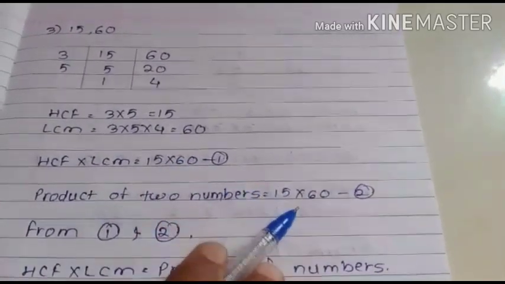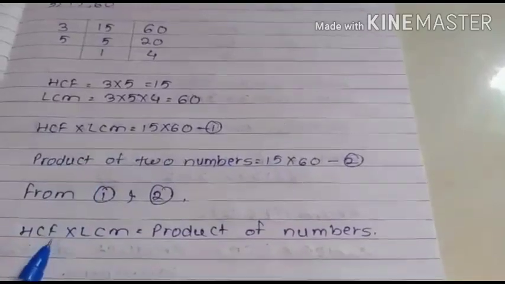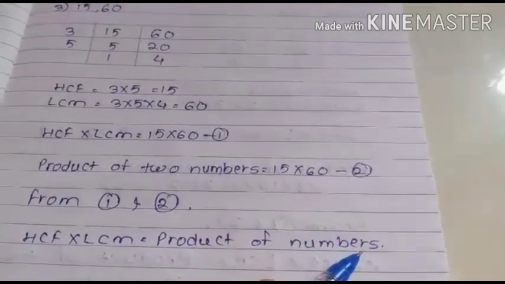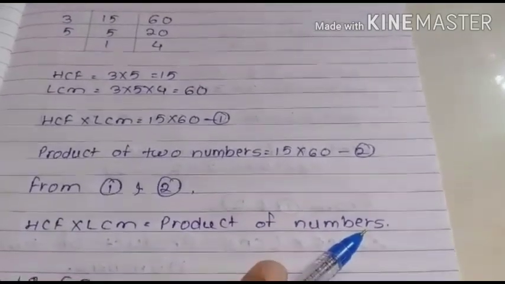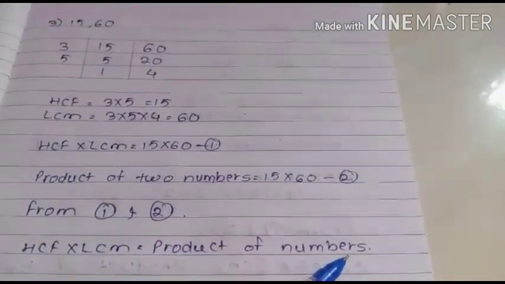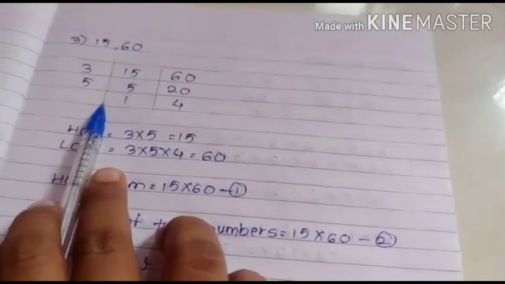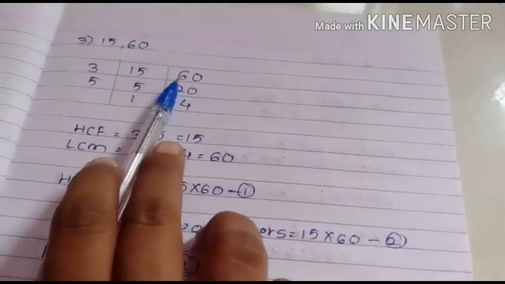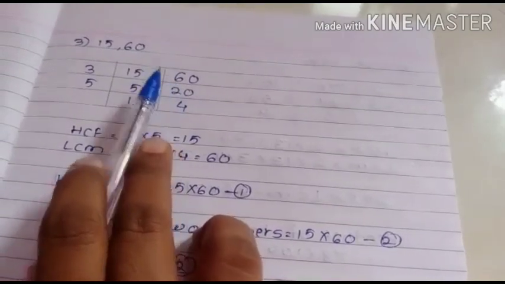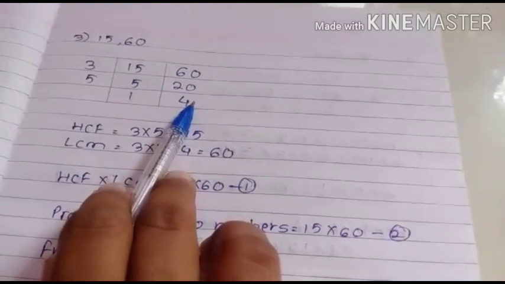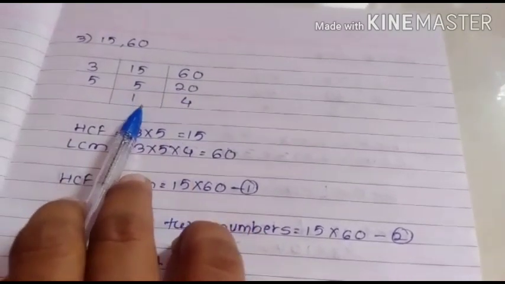So from 1 and 2, what do we get? The product of SCF and LCM is equal to the product of the two numbers. This concept is clear to everyone? Again I will repeat. Here I did not move further because 4 is a factor of only 16, and we have to take SCF. SCF means common factor of both. That's why I stopped here itself.